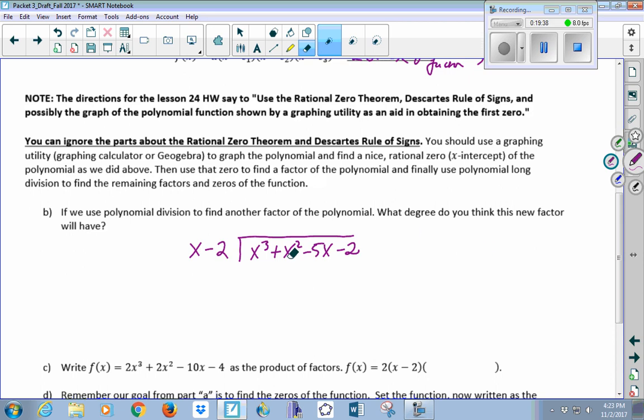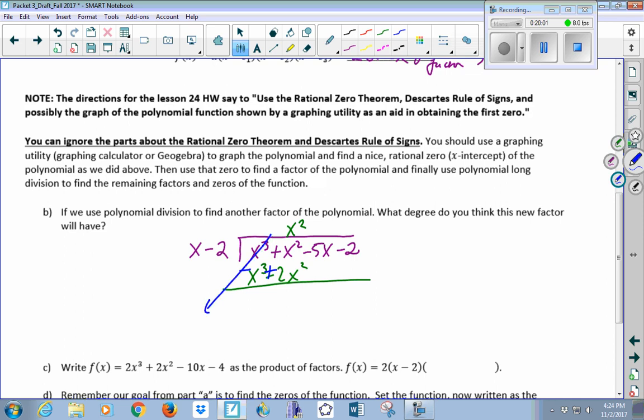So we start our process. X goes into x cubed, x squared times, and I write it right above my square term. And then I multiply x squared times x minus 2, and I get x cubed minus 2x squared. And now I have to remember to change the sign when I subtract, so that becomes a minus and that becomes a plus. And now that goes to 0, and I get 3x squared. I bring down my next term, minus 5x.